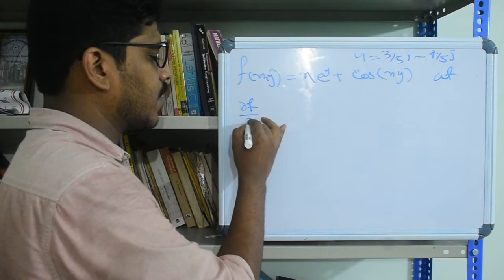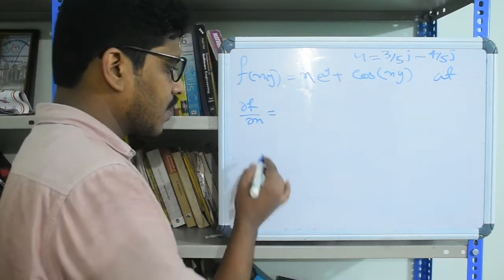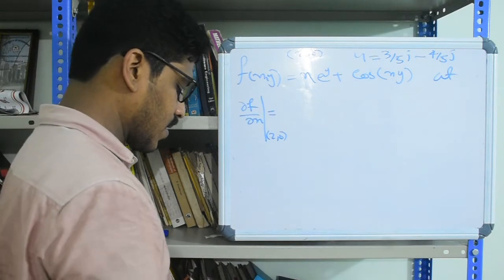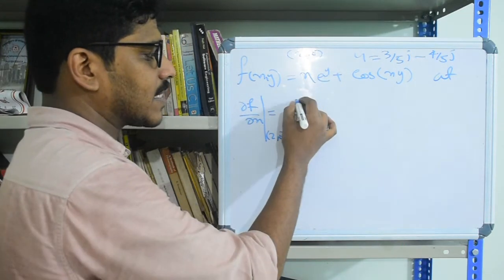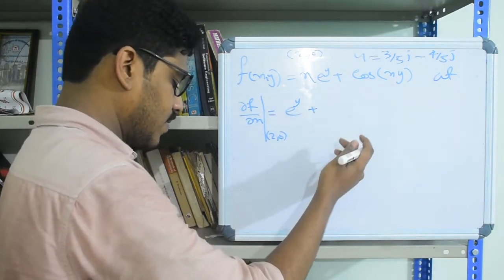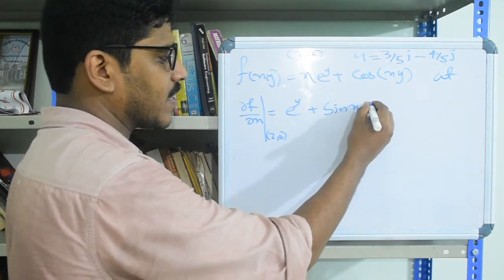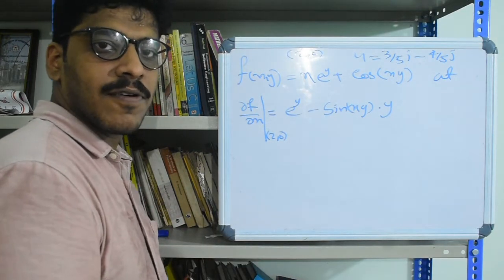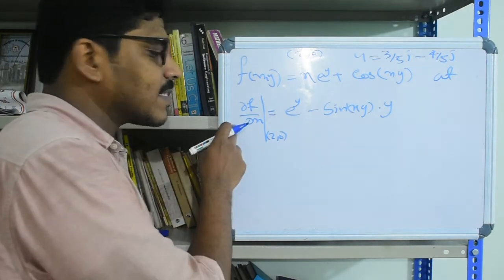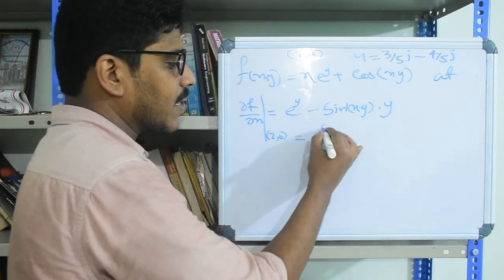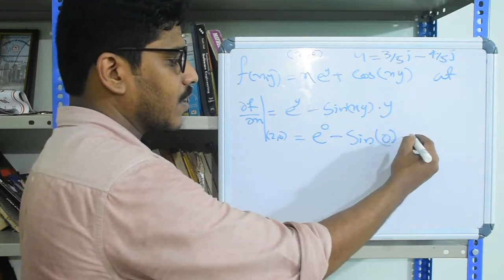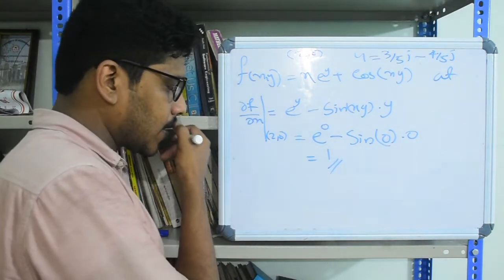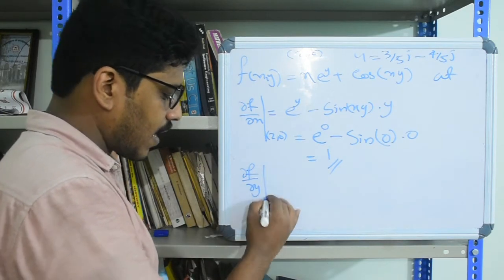So what is ∂f/∂x? ∂f/∂x has to be evaluated at our given point (2, 0). Here e raised to y is a constant, and the derivative of cos xy will be sin xy into y. Sorry, it will be negative, since the derivative of cos x is minus sin x. So when we evaluate ∂f/∂x at (2, 0), this is e raised to 0 minus sin 0 into 0, which is 1, since e raised to 0 is 1, and this whole quantity reduces to 1. So this is 1.